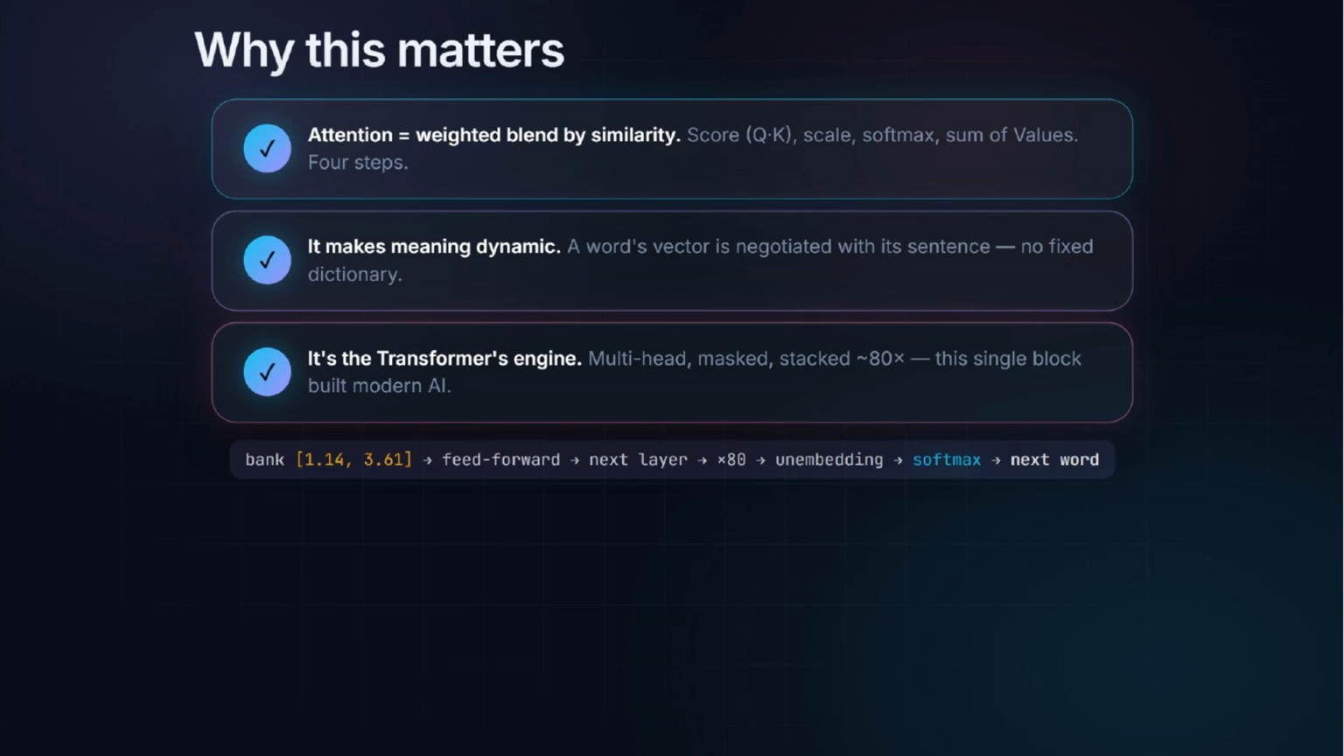And then what? Bank's new vector doesn't stop here. It flows into a feed-forward network, more matrices from the matrices video, then up to the next layer, about 80 times over until a final unembedding and a softmax pick the next word, just like the softmax video. Attention is one powerful stage inside that bigger loop. And notice what just happened across the whole stack. Dot products from the vectors video, matrices from the matrices video, and softmax from the softmax video all came together right here in attention. This was the convergence point.